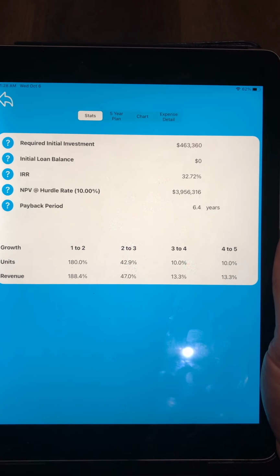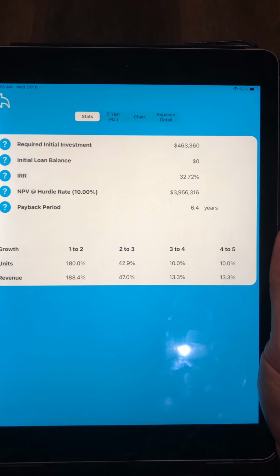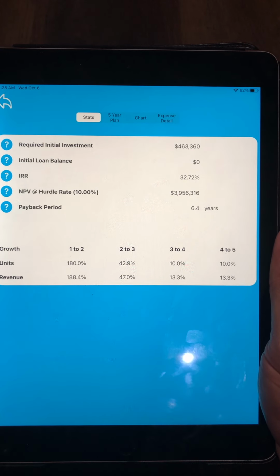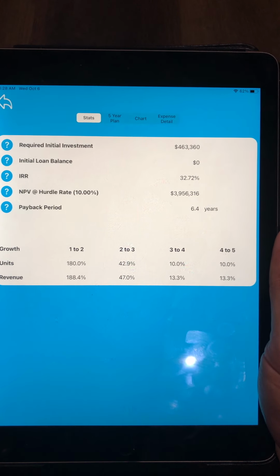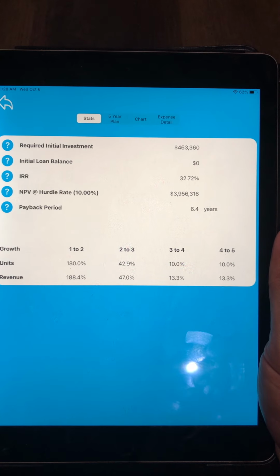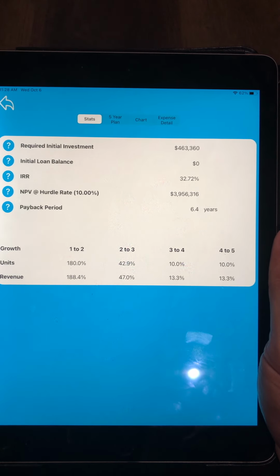I wish I could get that return in anything I do, but the net present value obviously is positive because my 32.7 is higher than my hurdle rate of 10%. And I have a payback period of 6.4. That's a little bit longer than I like. That's the time period that's going to take to get my money back.